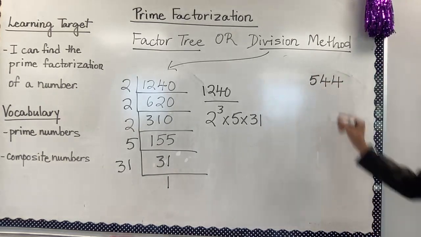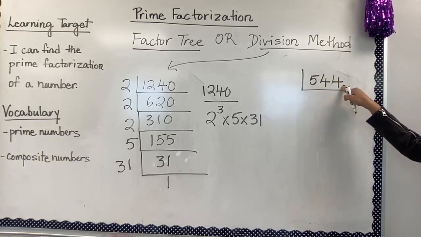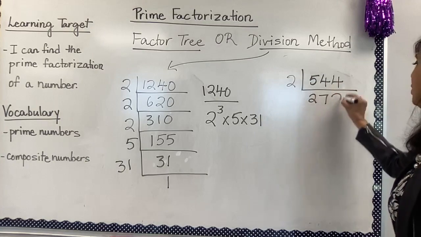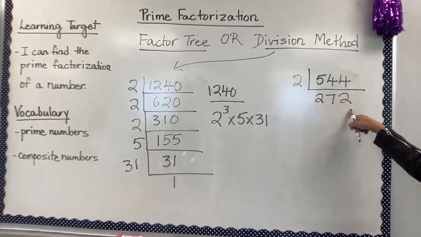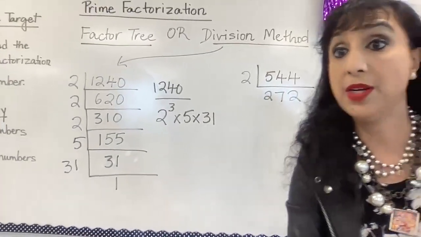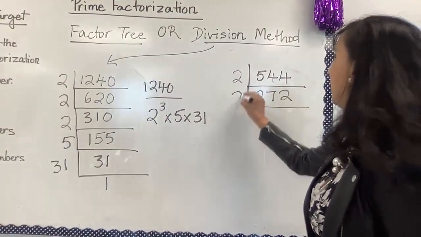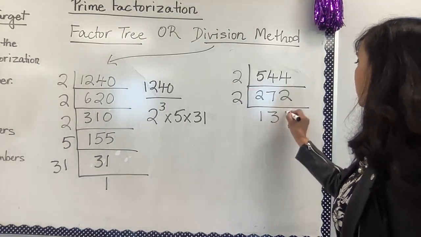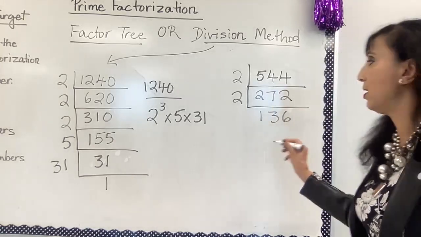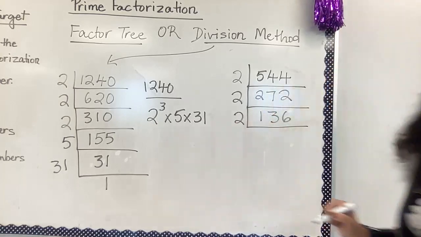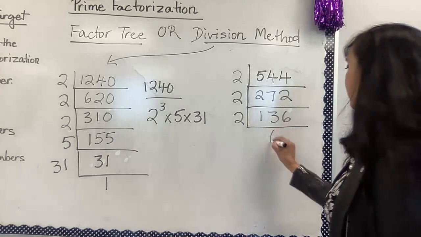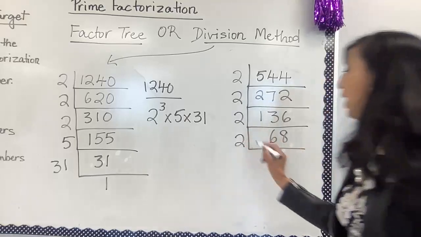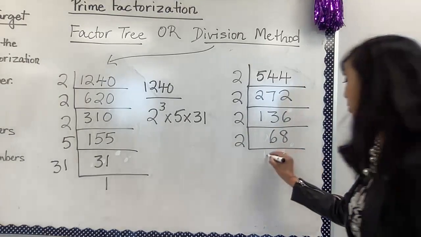544. Okay, so if I start dividing, I know that this is an even number, so this is going to be divisible by 2. And when I divide by 2, I'm going to get 272. Now again, 2 at the end, so it's an even number. So this is going to be divisible by 2 again. And when I divide 272 by 2, I'm going to get 136. Since it's ending in a 6, it's still an even number. So I am going to divide further again by 2. And when I divide 136 by 2, I'm going to get 68, still ending in an 8. So that is an even number, again divisible by 2. And 68 divided by 2 is going to give me 34.